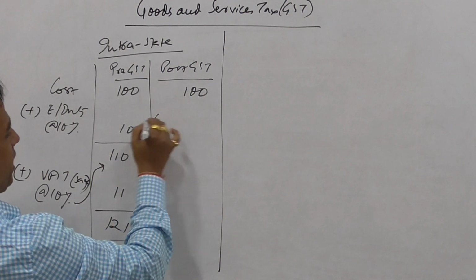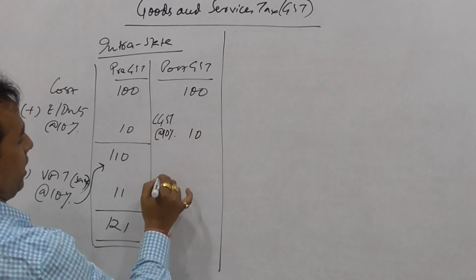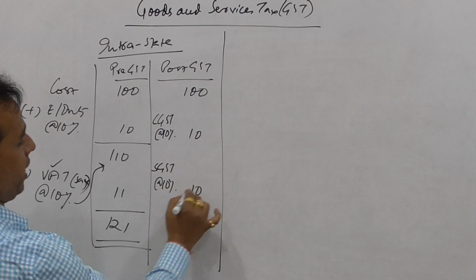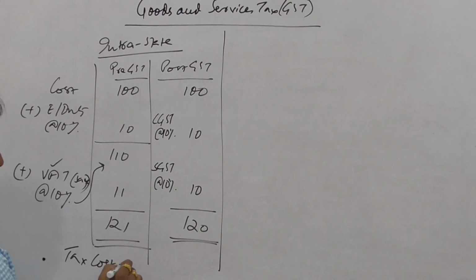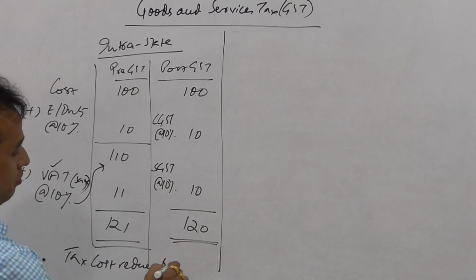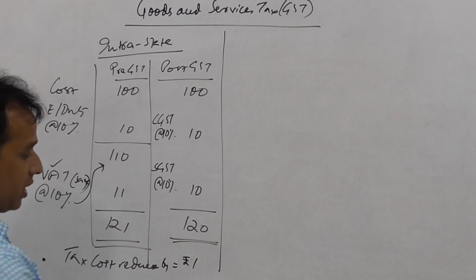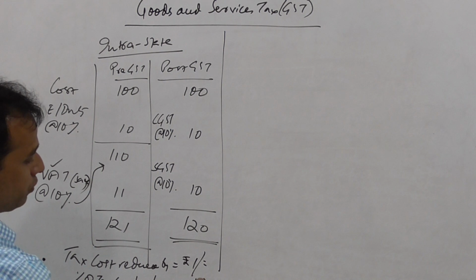Tomorrow, in place of excise duty, there will be a CGST. I take it as 10% on 10 rupees. In place of VAT, there will be SGST. At the rate 10%, it will be again 10 rupees. It becomes 120. So the tax cost reduces by rupees 1. And if you look into the percentage of tax cost reduced, it is equal to 1 by 21 into 100, it's 4.74%.